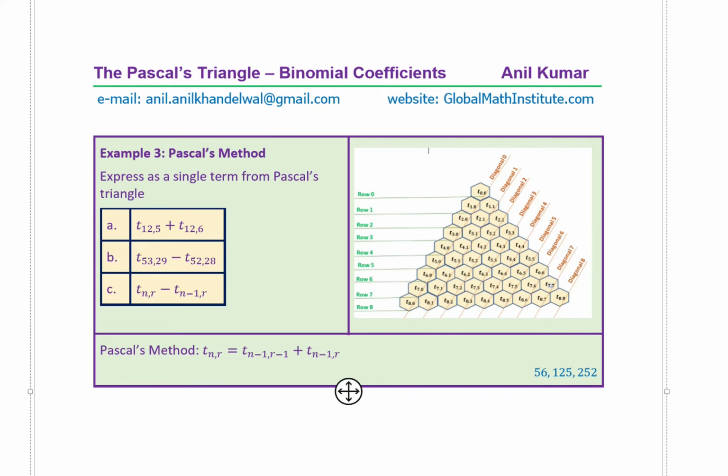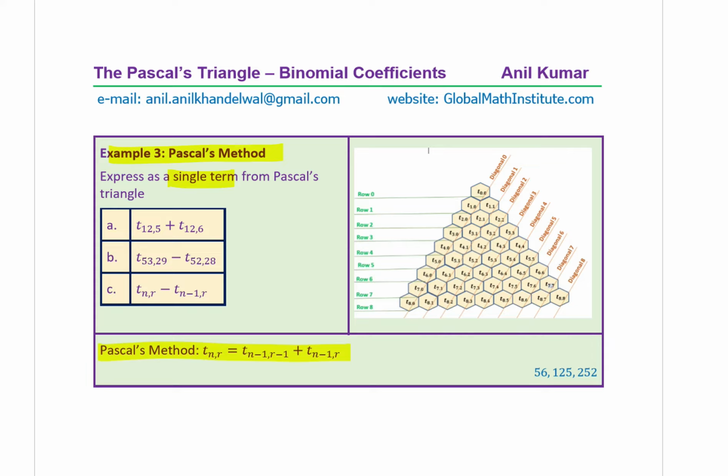Now let's take example 3, which is again based on Pascal's method expressed as a single term from Pascal's triangle. So basically, we are going to use the definition which is right there to answer this particular question. I'd like you to again pause the video, read the question properly, answer, and then look into my suggestions. Take a moment. Well, let's go through it.